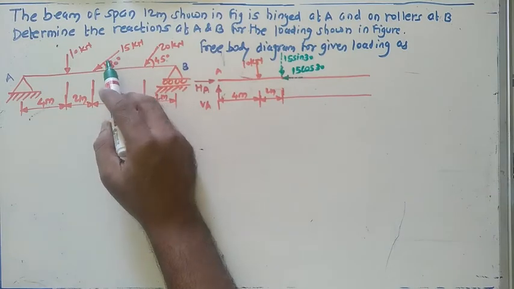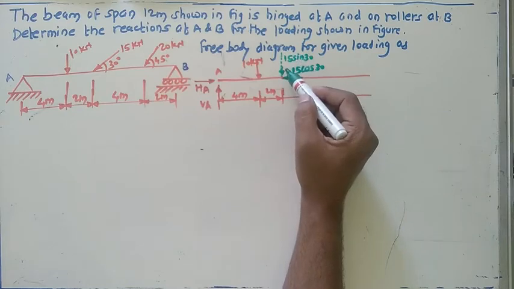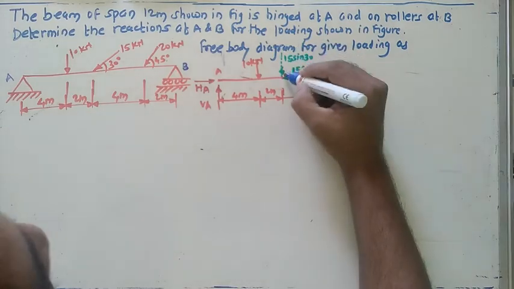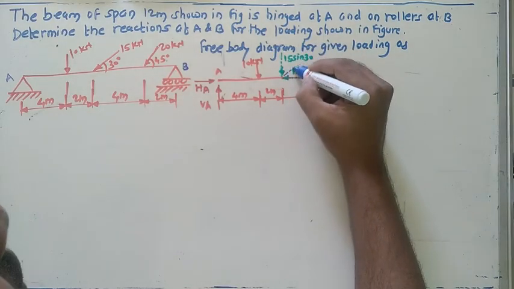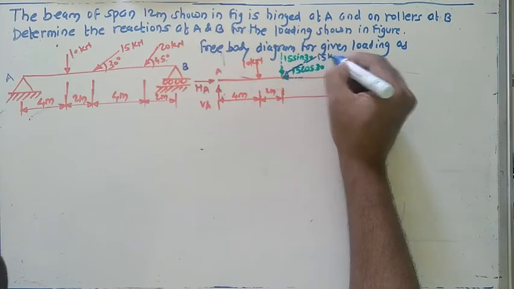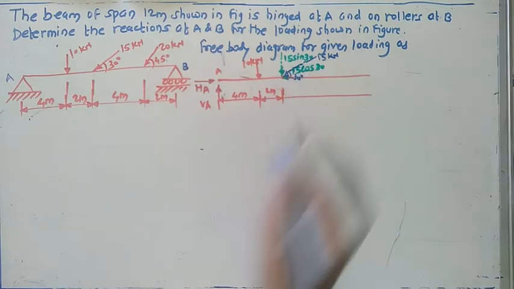Now it is not necessary to write the original force here. If you just show that component and keep that component as it is, I'll just show that component in this way. So the original force with us is 15 kilonewton at 30 degree.